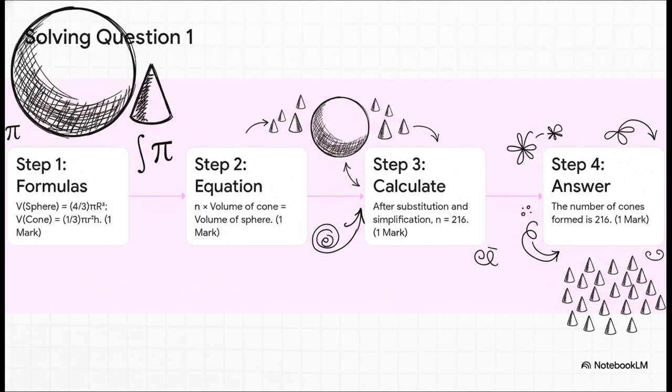Step 3, plug in the numbers. And here's a pro tip. Look for things to cancel. See how pi and the 1/3 are on both sides? Get rid of them. It makes your math way easier.